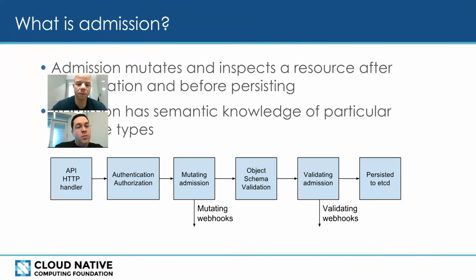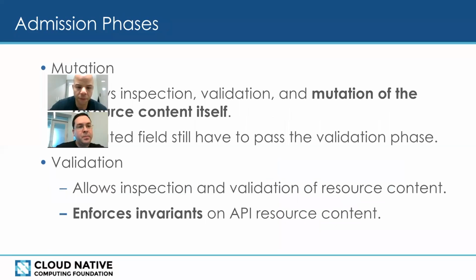Admission is split into two phases in this diagram. You can see we come in, we have authentication and authorization. Then there's a phase where admission is allowed to mutate data that the user sent. Then there's a schema validation, and then there's a phase where admission gets to validate the final object before it is persisted to etcd. If we can go to the next slide, I'll explain those in more detail.